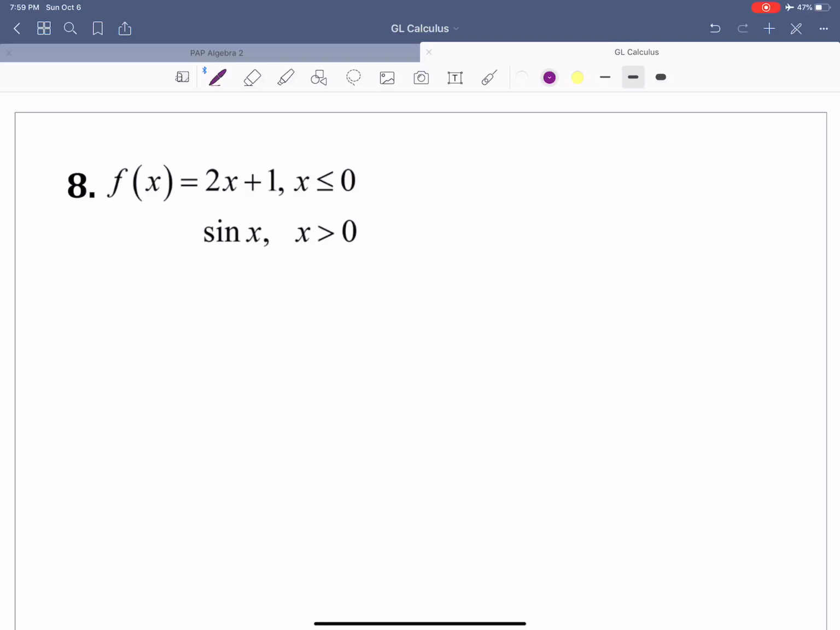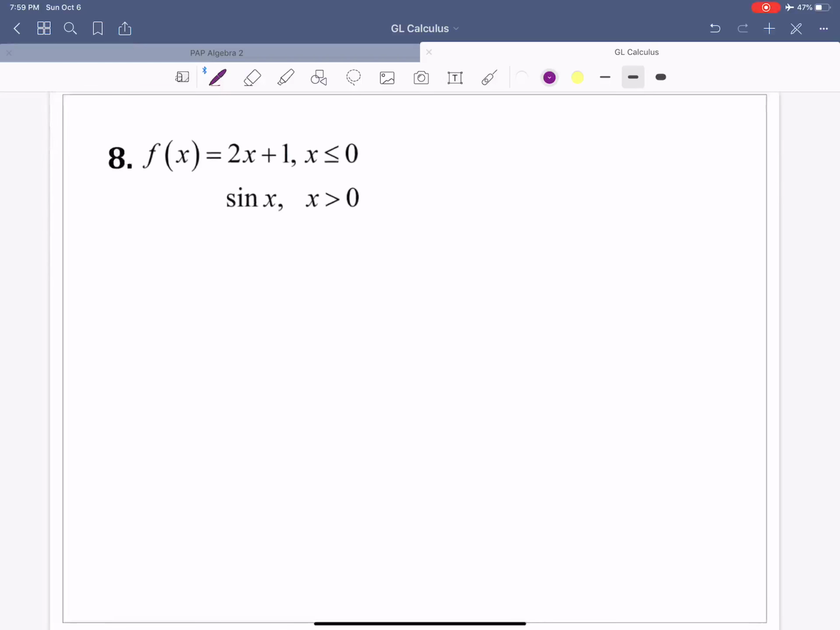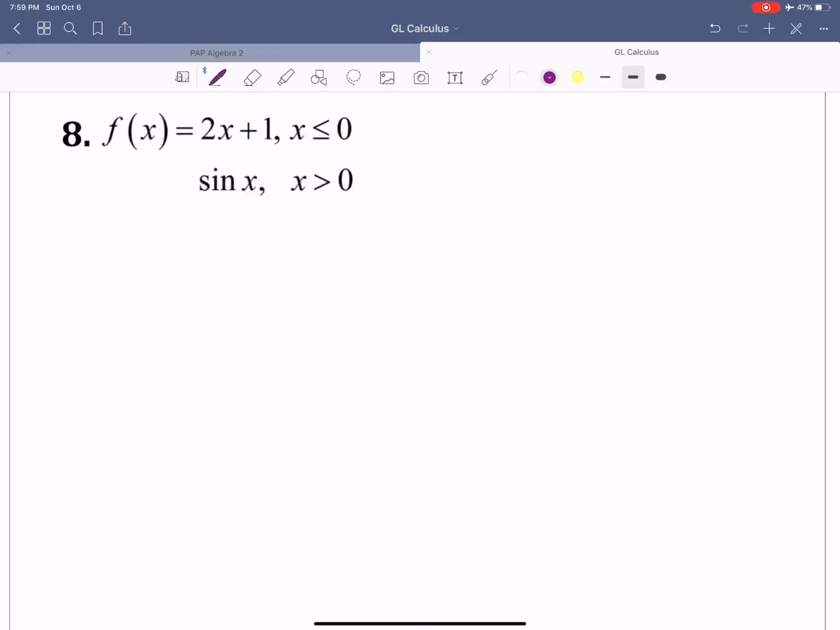Next problem, same kind of deal, but sometimes you're going to see some trig. So again, first thing you want to look for is, is x allowed to equal 0? And it is. So let's figure out what f of 0 equals. I'm going to use the first part, 2x plus 1, again, because that's the one that has the "or equal to" in its inequality. So 2 times 0 plus 1 gives me 1.